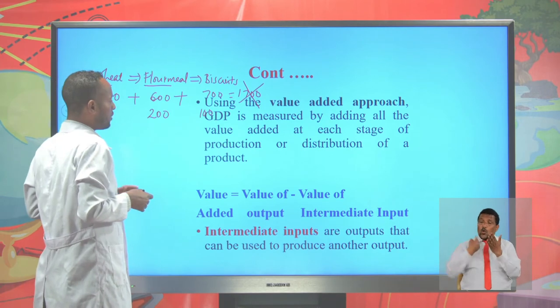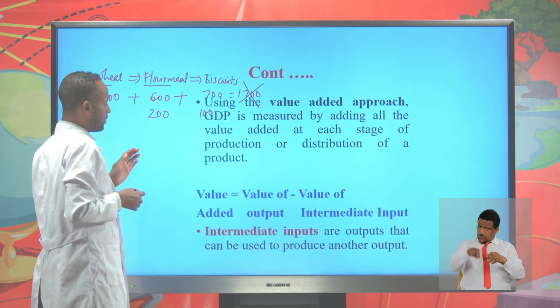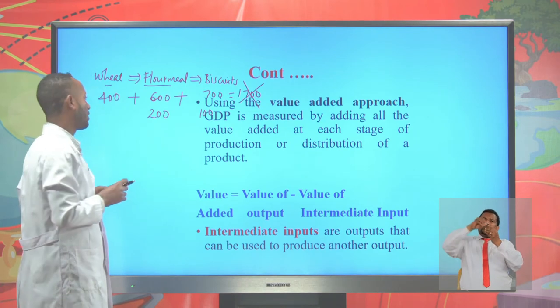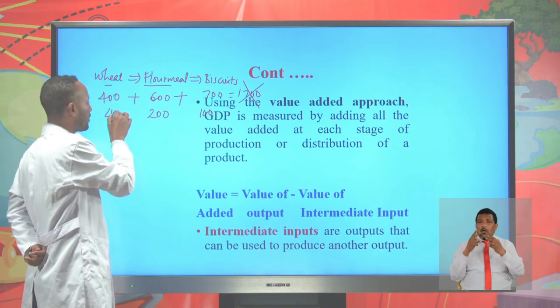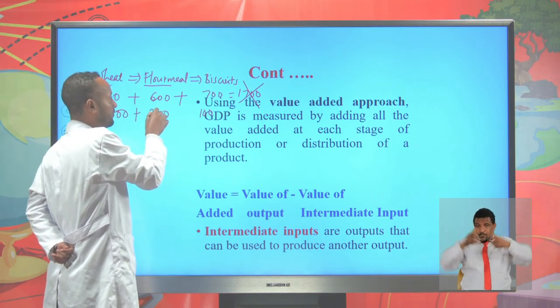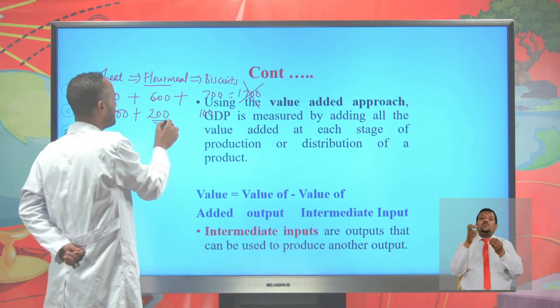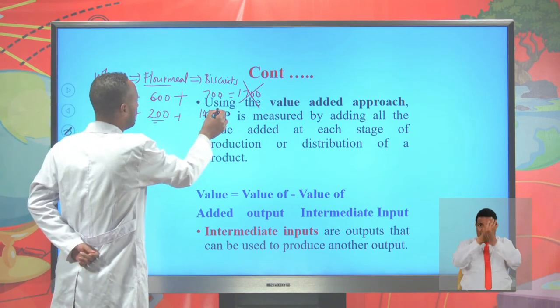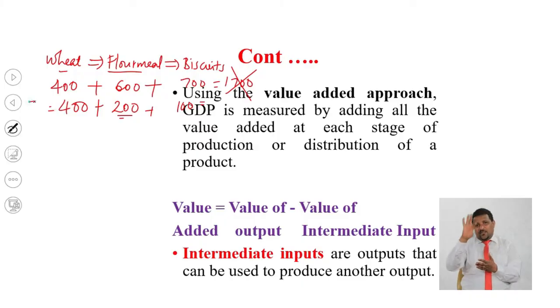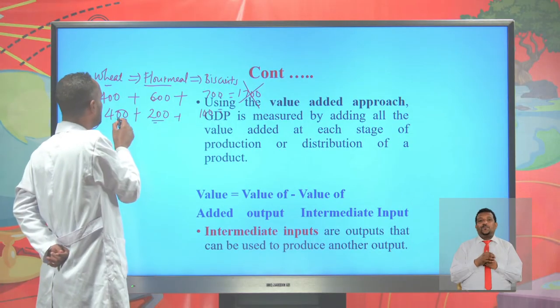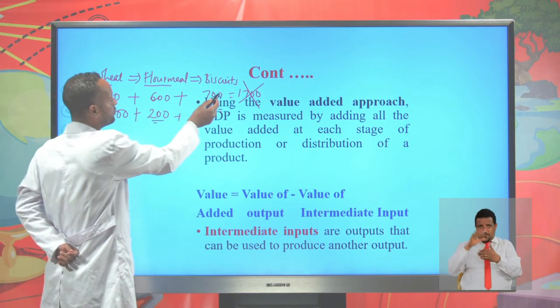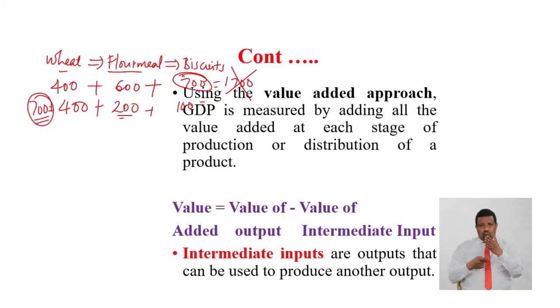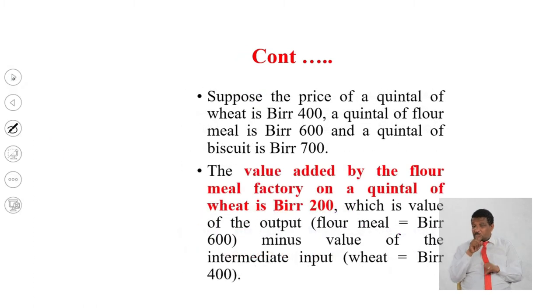So in the value added approach, we have to take all the values added at each stage of production or distribution of a commodity. That means the price of a quintal of wheat is birr 400 plus the value added by the flour mill factory on a quintal of wheat is 200 birr, plus the value added by the biscuit factory on a quintal of flour is 100 birr, and then we get birr 700. So we have to take the value added by each stage of production, which is 700 birr, or we have to take the final value of the output, the final value of the biscuit, which is 700 birr, in measuring GDP. This is the example that I gave you.